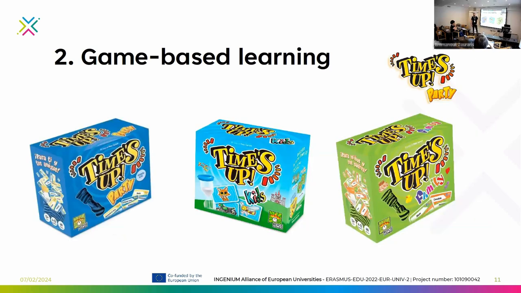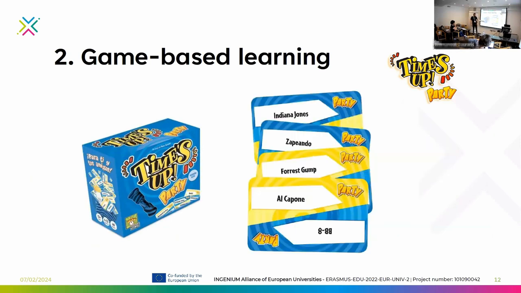The other game is Time's Up. This game is different. It's focused on how you have to describe an event, a character, or a historical moment, and you have to do it as fast as possible, because you have just 30 seconds to explain. As you can see, you have different characters, for example BB-8 from Star Wars, Al Capone, Forrest Gump, Indiana Jones. The original game is to play with friends, for example if you want to have a drink and relax, it's a good game to laugh a bit.